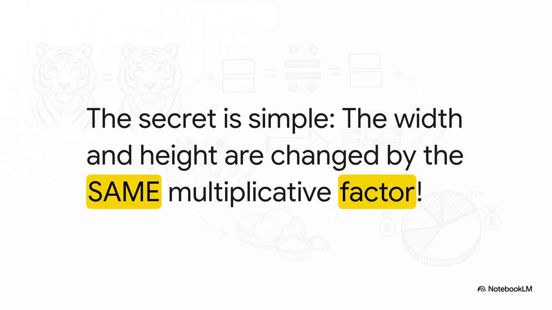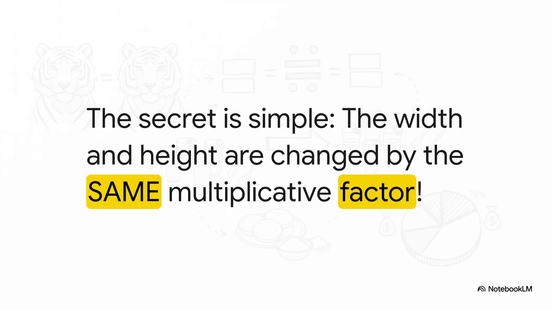And here it is. This is the secret. To make the picture smaller, they divided the width by 2, and they also divided the height by 2. To make it bigger, they multiplied the width by 1.5 and did the exact same thing to the height. See? When you change the width and the height by the same number, the picture stays perfect.